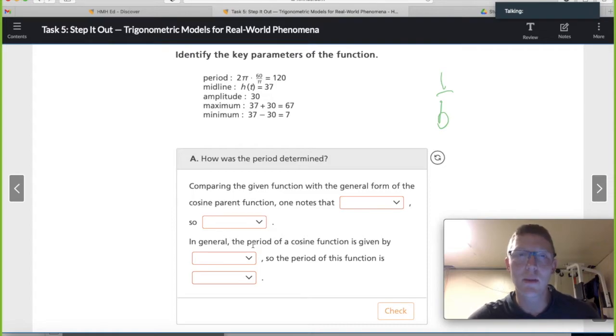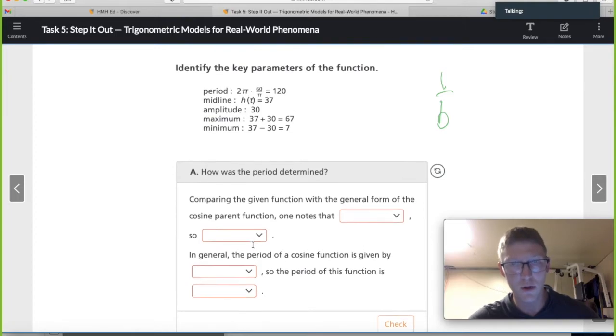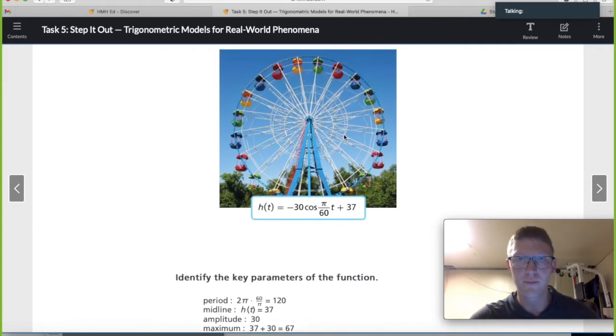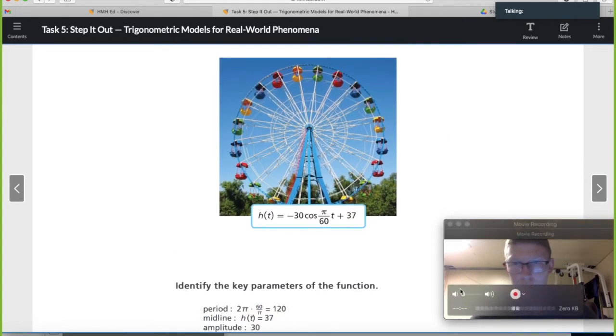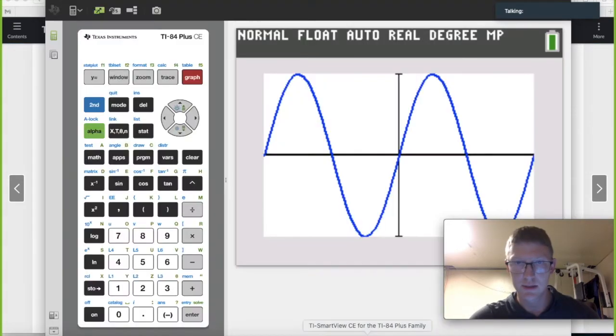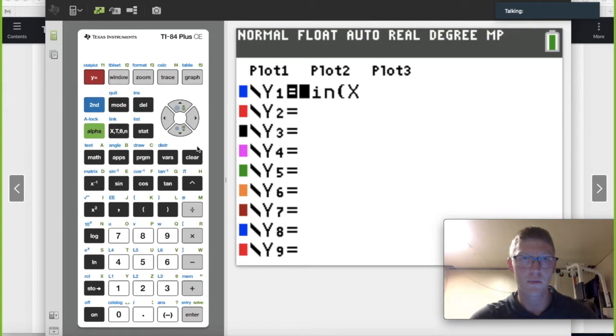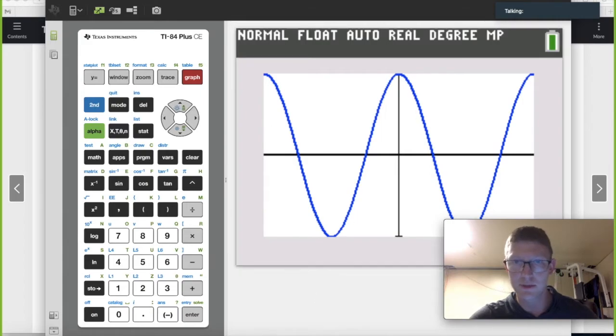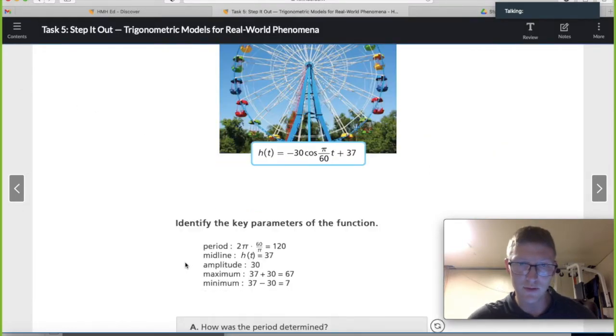So, comparing the given function with the general form of the cosine parent function, one notes that, and I don't remember, so just because, let's remind ourselves what the cosine looks like. Note here at the origin it starts up here at 1 and then goes down and then goes back up. So that's what I'm going to keep in mind as we go through the rest of these.